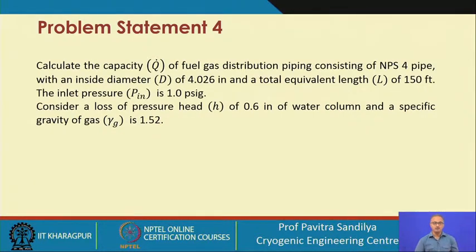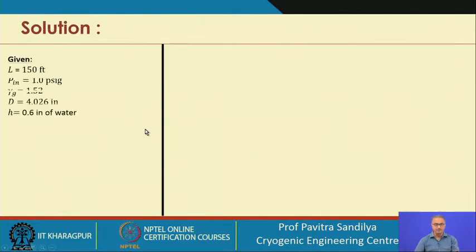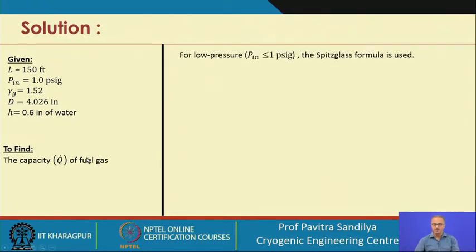Now, we come to another problem. In this, we have been given the capacity and the kind of pipeline we are using. Equivalent length is given like this and the inlet pressure is like this. We have been asked to consider a loss of pressure head of 0.6 inches of water column and a gas gravity of 1.52. So, we put all this given information and we have to find out the capacity. Because the pressure drop P is very small, we are using the Spitzglass formula.